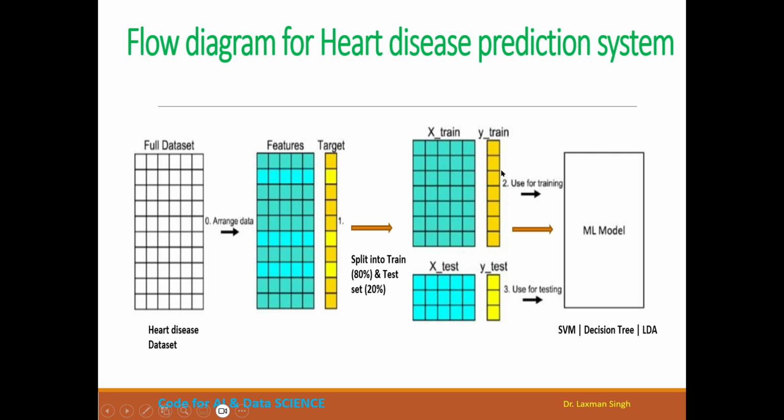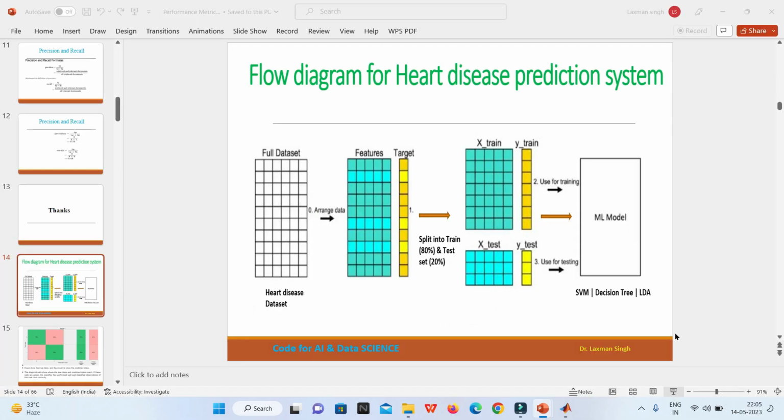The 80% dataset will be used for training, while the 20% dataset will be used for testing the model. And this will be done for both the input features as well as the target levels. Means 80% of the data of the input features will be used to train the model, and 20% of the input features will be used to test the model. Similarly, from the target levels also, 80% of the data will be used to train the model, and 20% will be used to test the model. And here we will use the three classifiers to build this heart disease prediction system: the SVM, decision tree and LDA. So let's move to the MATLAB software where we will build this system.